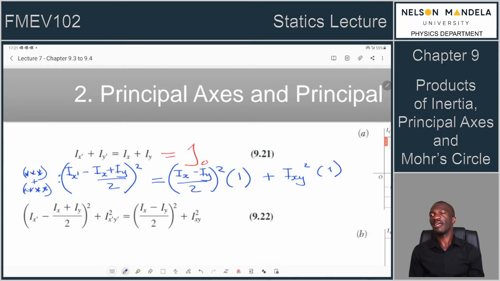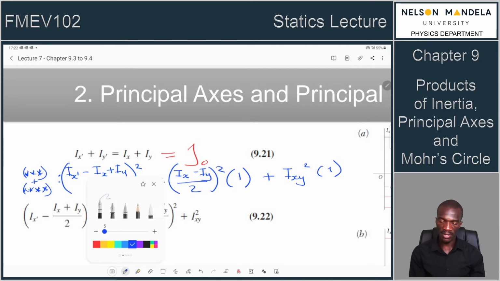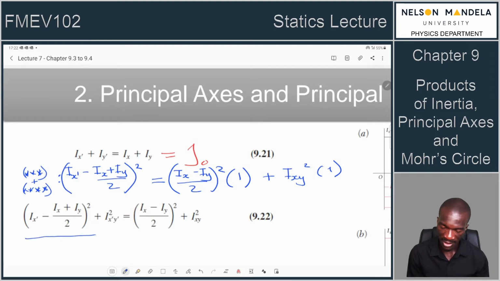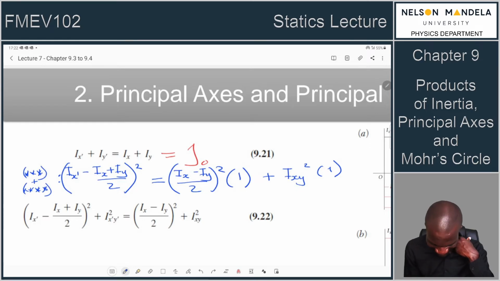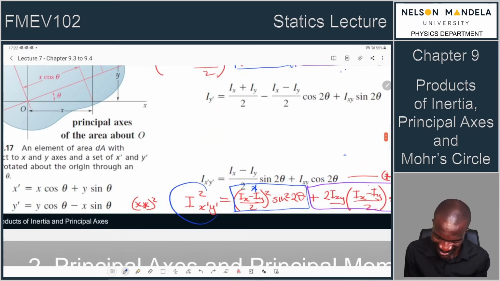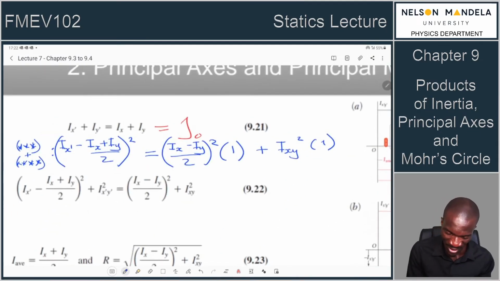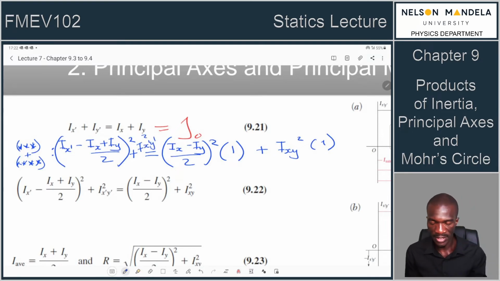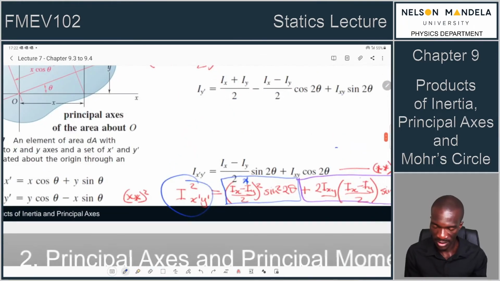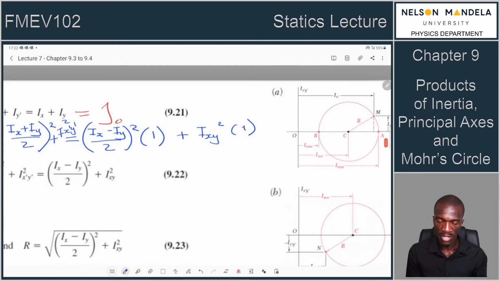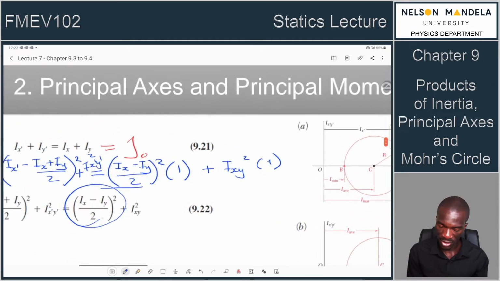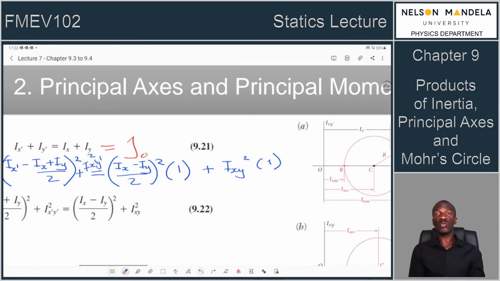As you can see, we now have equation number 922, where we are just summing up the moment of inertia about the new axis minus this sum of the moments of inertia of the original axis divided by 2, and we squared that. Then we add the product of inertia. What happened to my product of inertia? It's the left-hand side of this, so I missed it. My apologies. So plus the product of inertia, Ix prime y prime, all squared. So this term was missing because I had left it. So that's the left-hand side of that part. And then on the right-hand side, we now have the same, which is this term squared plus that term squared.